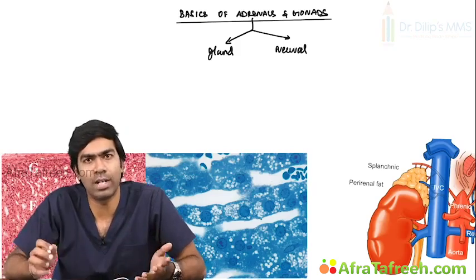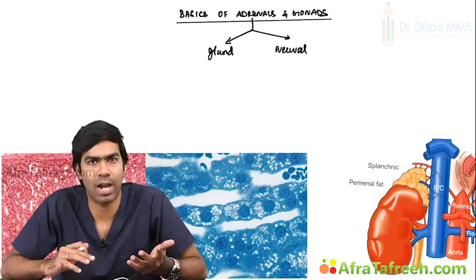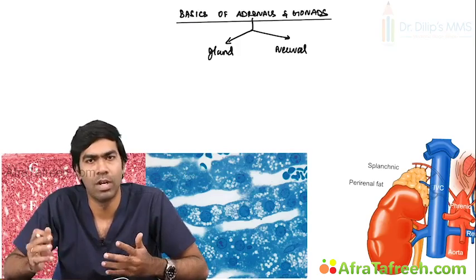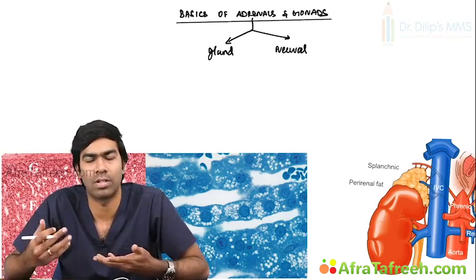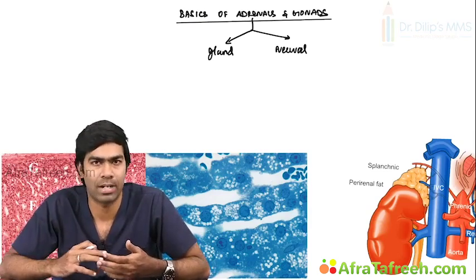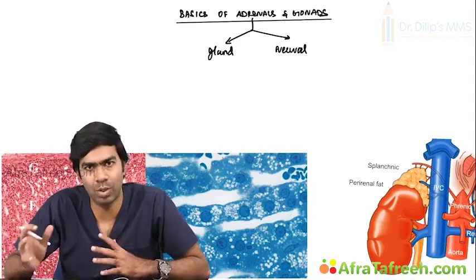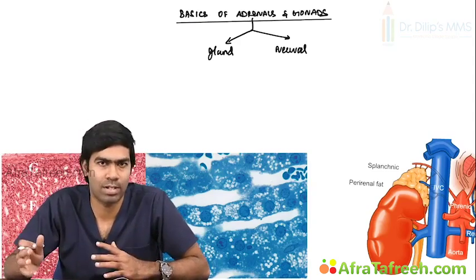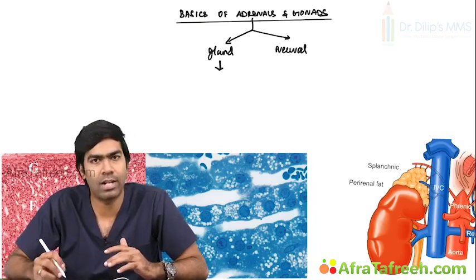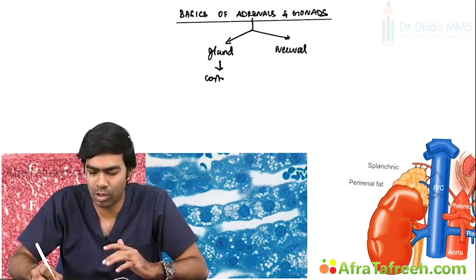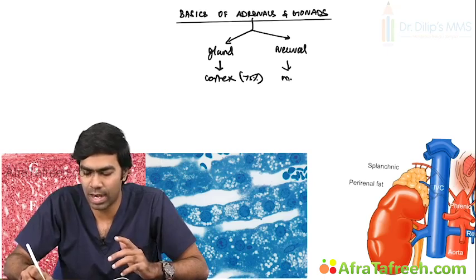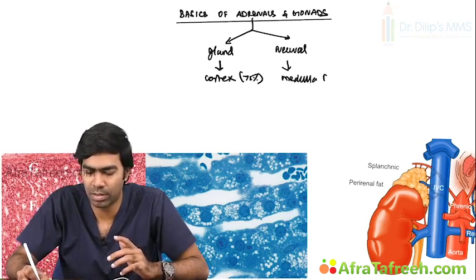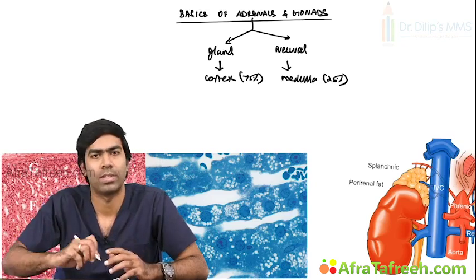At the same time, your pituitary gland also has a glandular part in the form of adenohypophysis and a neural part in the form of neurohypophysis, and the pancreas has an exocrine pancreas and an endocrine pancreas. So this is not something very new to the adrenal gland, but still we have to understand this. This glandular part of the adrenal gland is what we refer to as the adrenal cortex, which makes up 75% of the gland. And the neural part is what we refer to as the adrenal medulla, which makes up the remaining 25% of the gland.